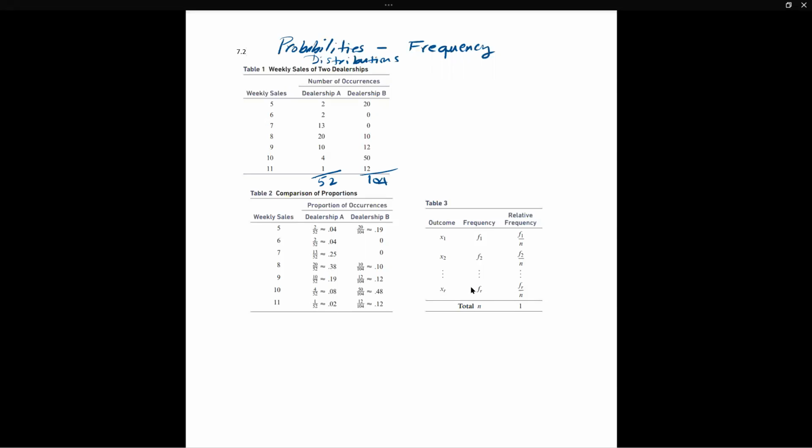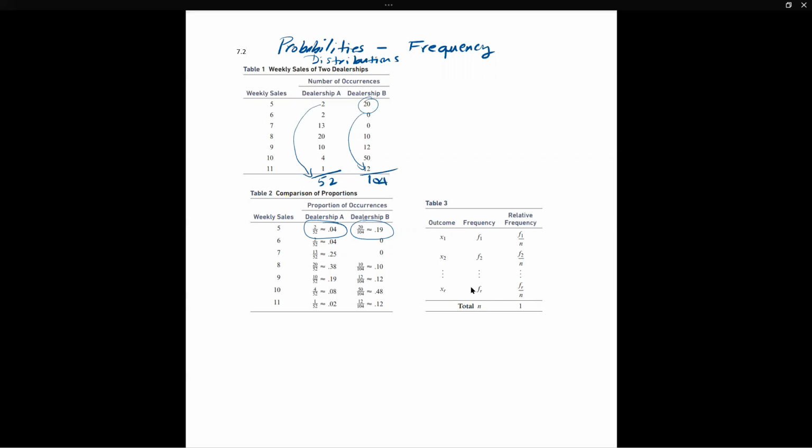So the frequency of cars in weekly sales in table 1. Then if we use the ratio or the percentage or the fraction, 2 out of 52, that's this one, 0.04. Then we do the same thing for each one. Then 20 out of 104, we get this. Then we continue and fill up table 2.